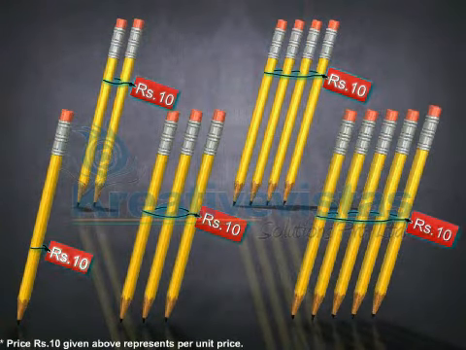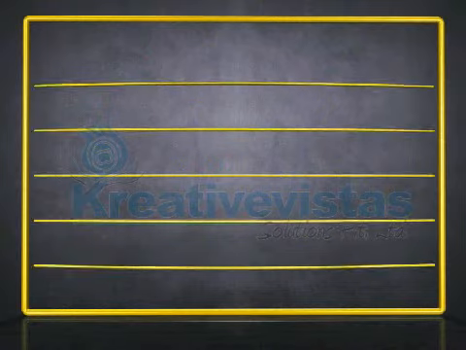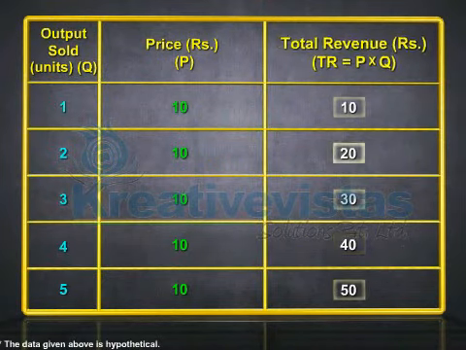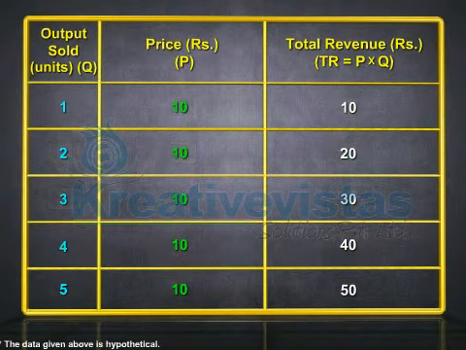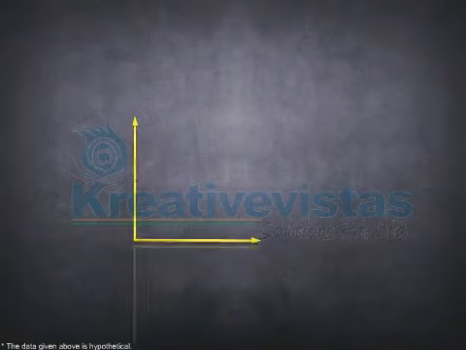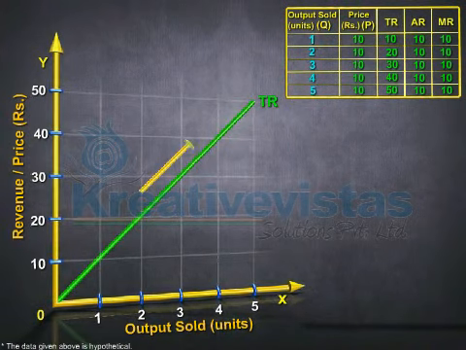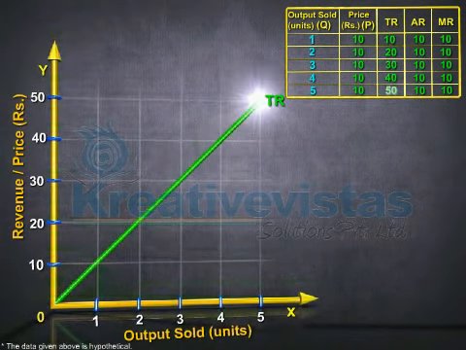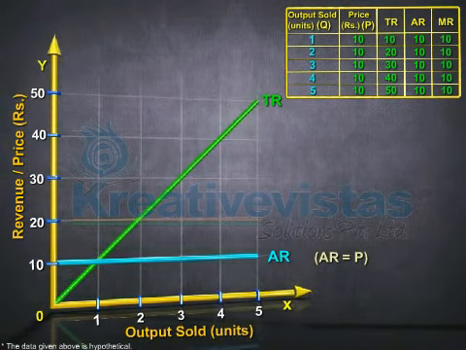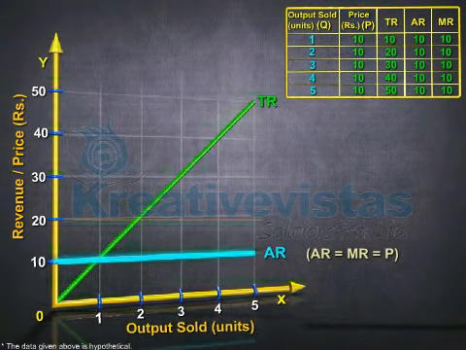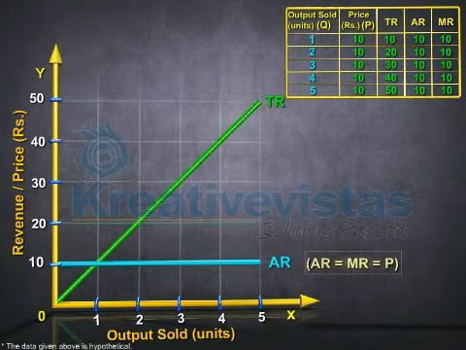Suppose the price of a commodity remains constant and a seller sells any quantity of the commodity at a given price. In such a situation, the total revenue of the firm increases at a constant rate with every additional unit sold. If we present this situation on a graph, we will find that the total revenue curve is an upward sloping straight line as it increases at a constant rate, whereas the average revenue curve, that is the price line, is parallel to the x-axis. This is because the price remains constant. Note that when AR is constant, MR also remains constant. Moreover, it remains equal to AR.